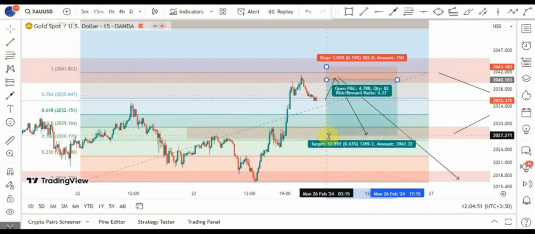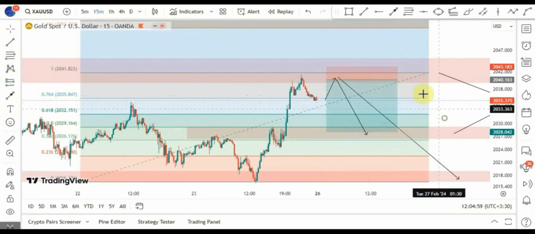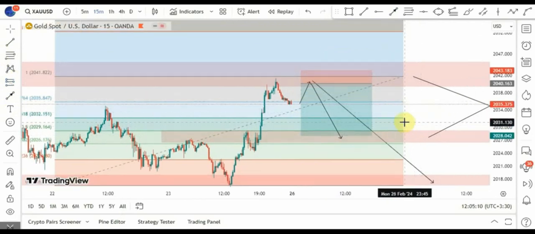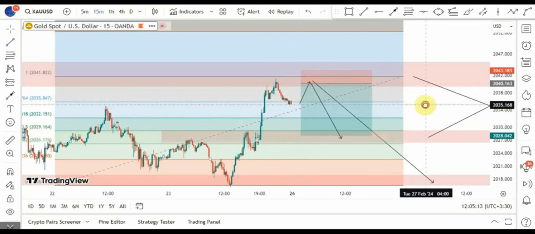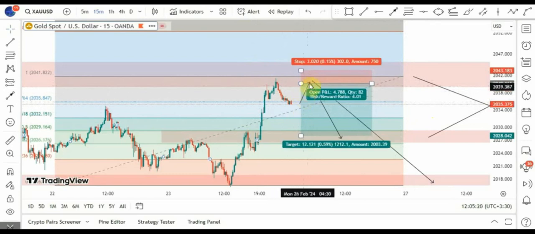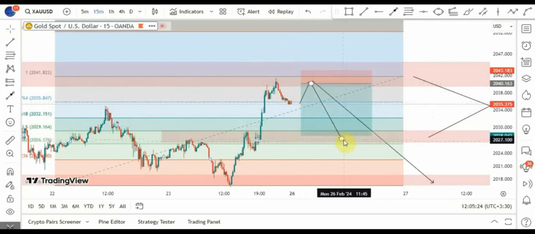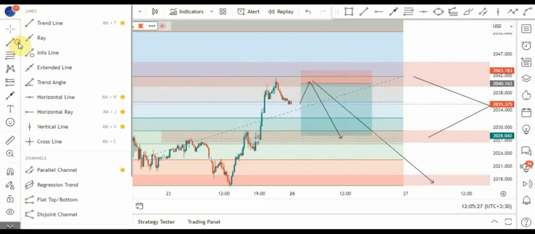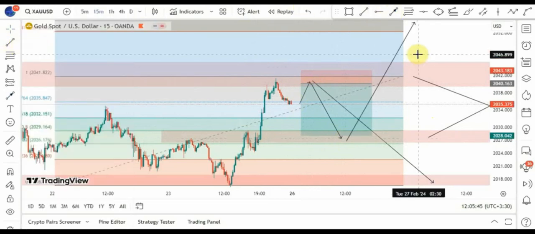Well, the risk to reward will be 4, and it's excellent. This is the very routine direction for gold. This is our prediction that gold follows this direction: a pullback to 2041, then coming down to 2028, and then again pulling up.